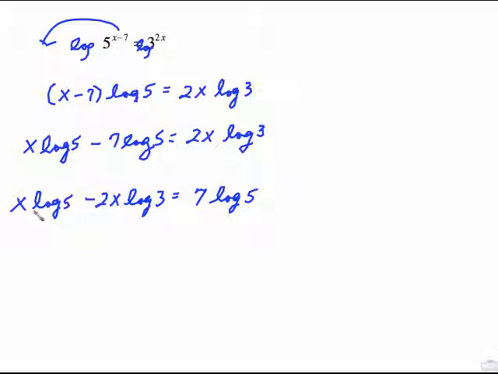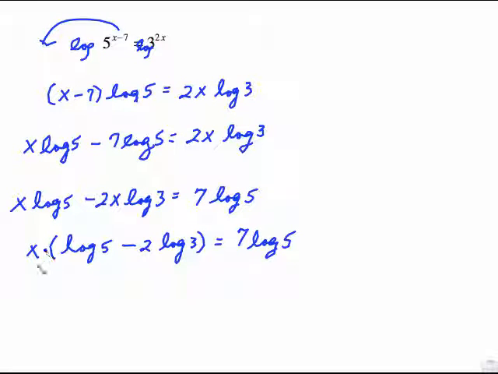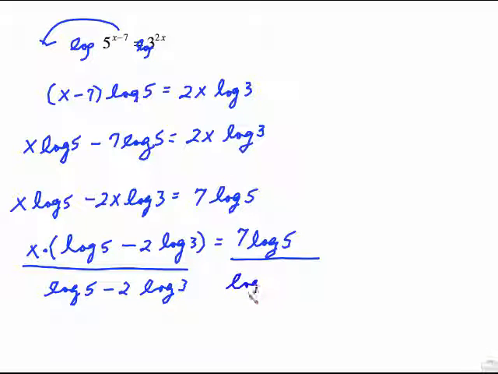Now, this is the situation where I have x written twice. I must get it written once to be able to solve, so I factor out x. So this is x times log of 5 minus 2 log of 3 equals 7 log of 5. This is x times this parentheses, so divide both sides by log of 5 minus 2 log of 3. It's a lot of writing. Log of 5 minus 2 log of 3. The left side, that cancels out. I finally get x all by itself. And this is my answer.